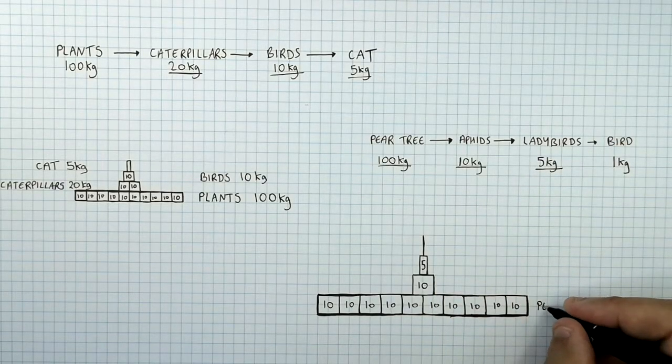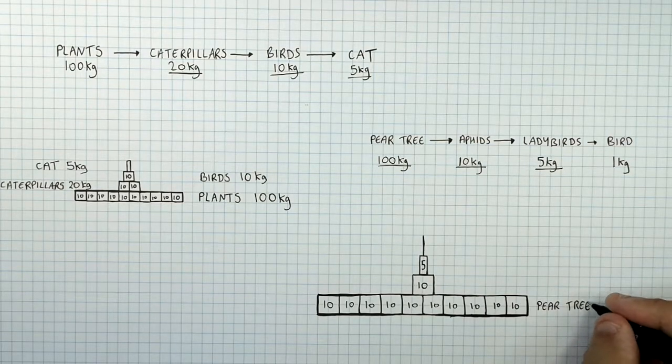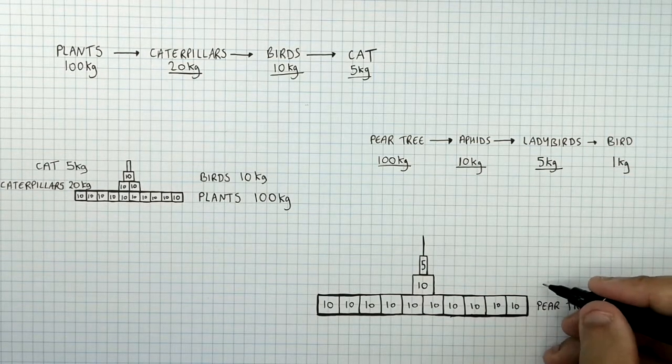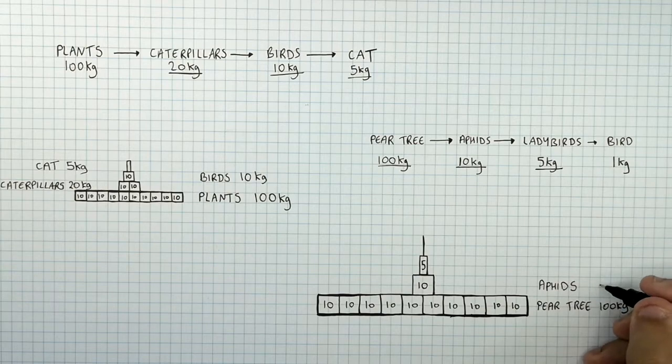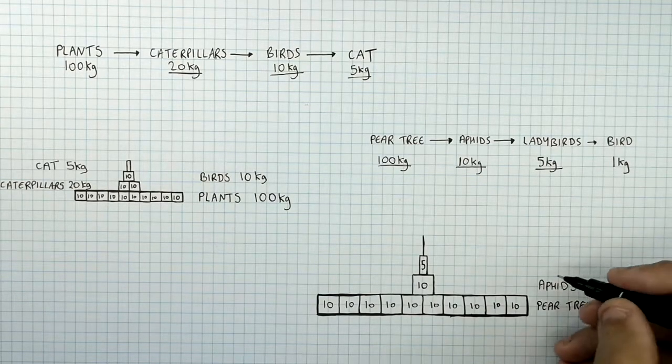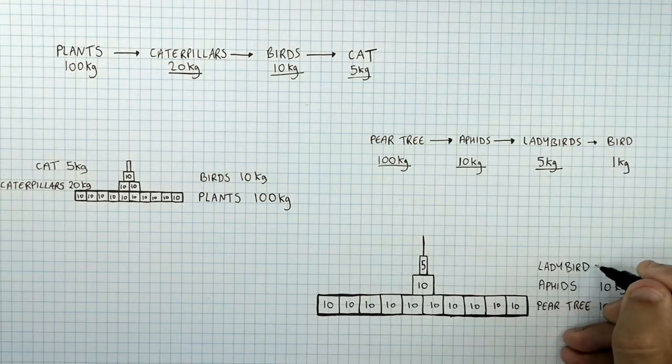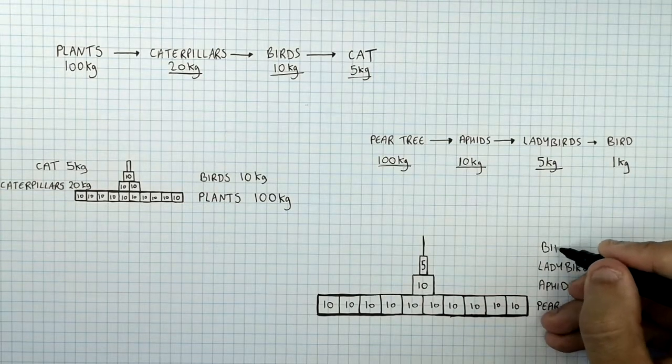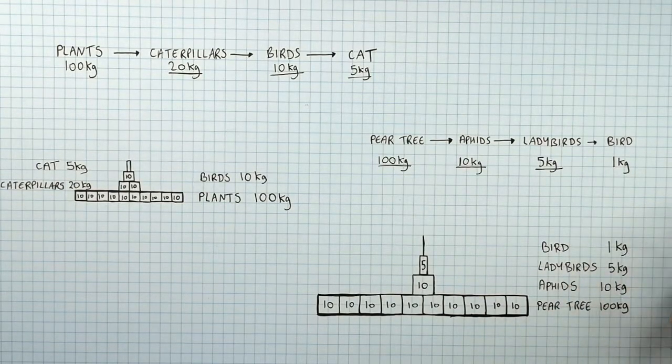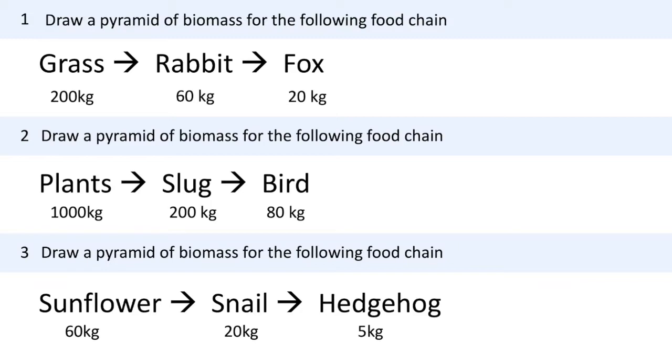So in this pyramid of biomass, the largest mass is the pear tree, which is then transferred to 10 kilograms of biomass of the aphids, and the ladybirds, 5 kilograms of biomass, which is transferred to 1 kilogram of biomass in the birds. Press pause to answer the questions.